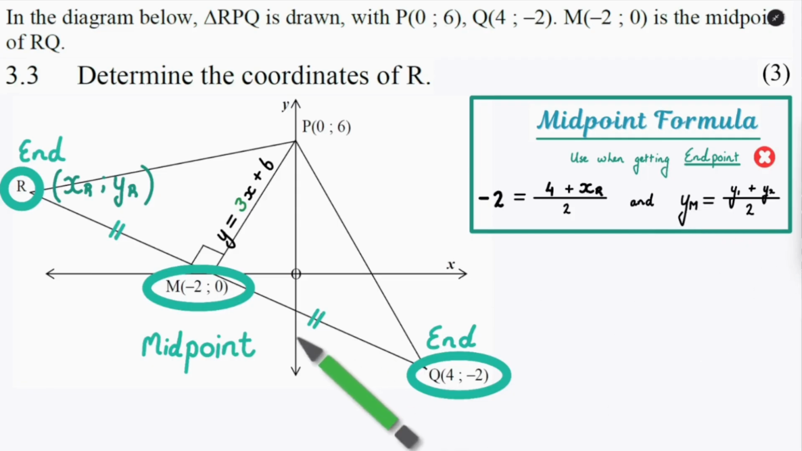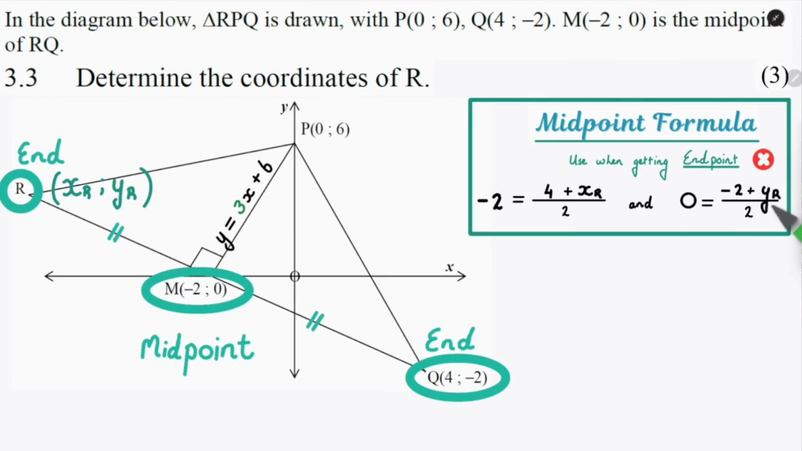The y value in the middle is 0, so I'll replace this with a 0. And y1 and y2 are the y values at the end, so it's this minus 2 over here and the yr, so it's just going to be minus 2 plus yr. And now that everything's filled in, we just need to solve for x and y.